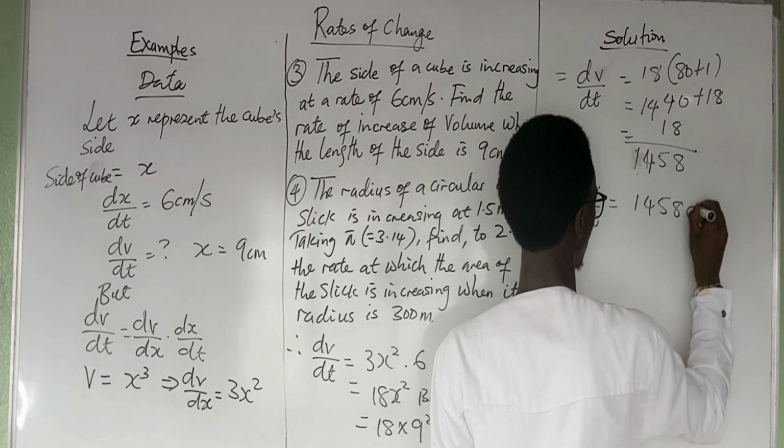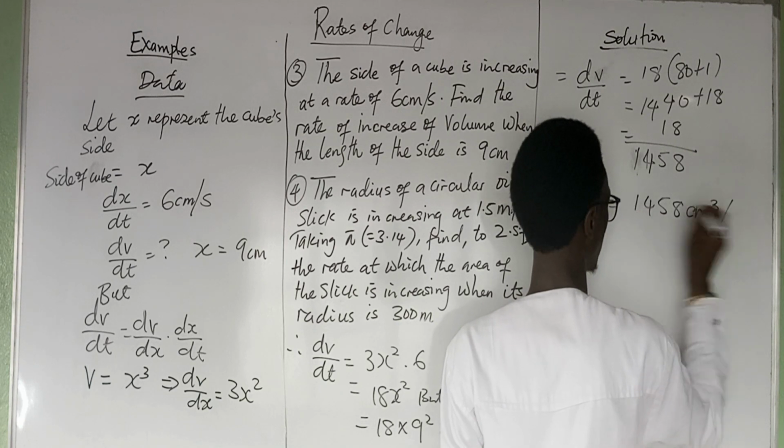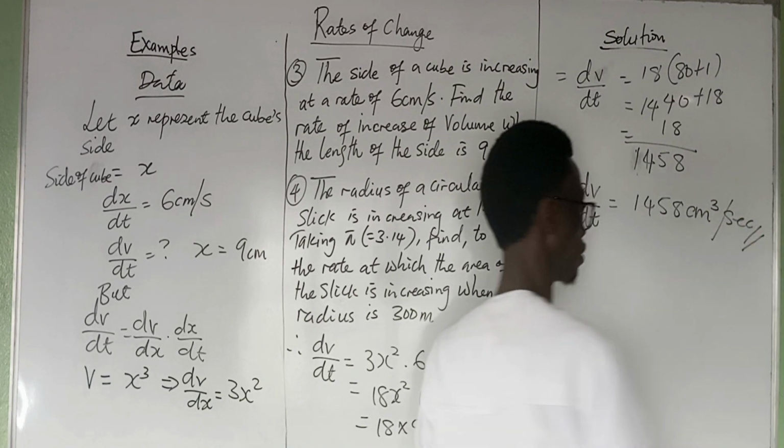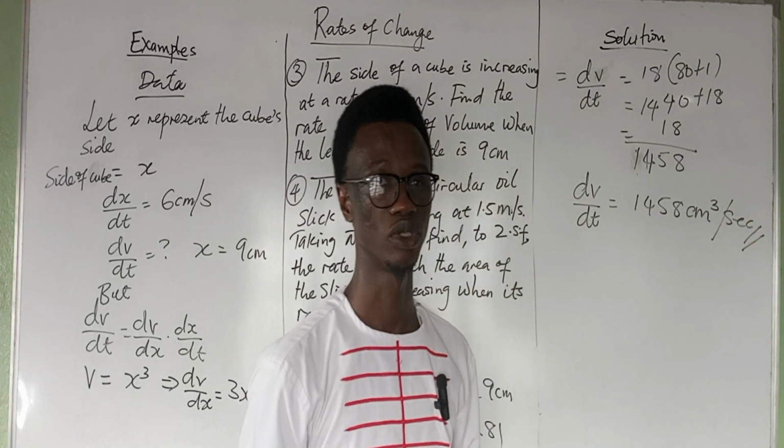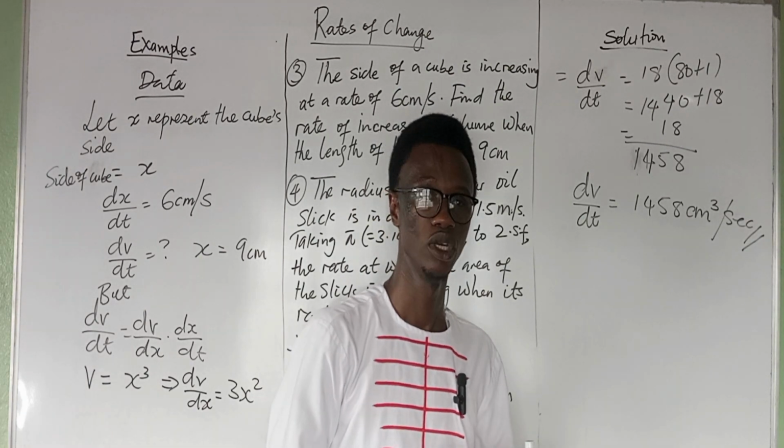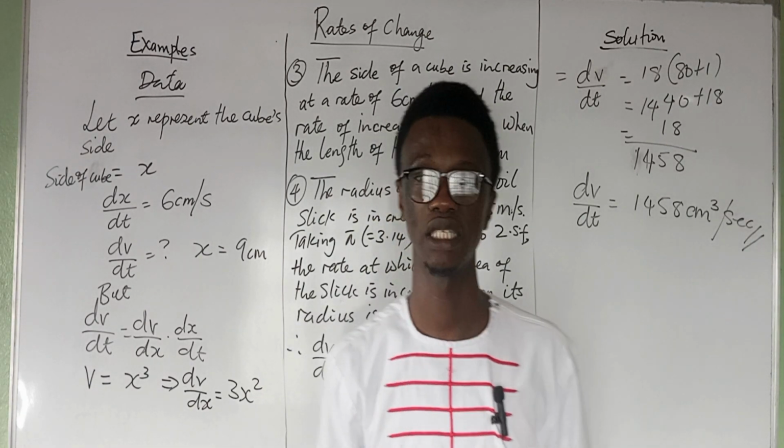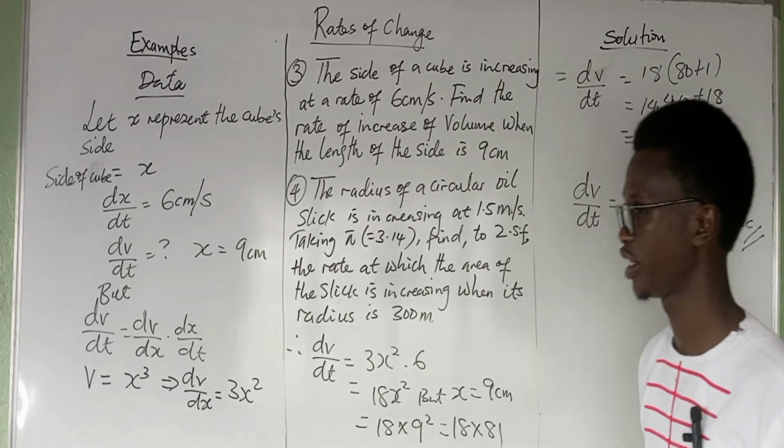This is volume, so the unit is centimeters cubed per second, which becomes your solution to the problem. If you don't get it, please look at it again over and over for you to get the understanding.